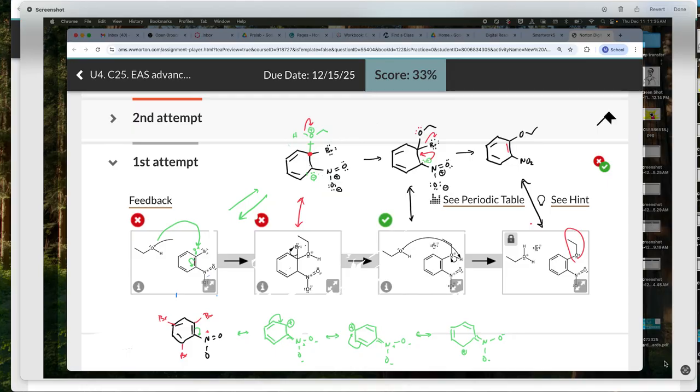So if we were to look at this starting structure, how do we know we should be looking at this and be thinking NAS versus EAS? Since we have two electron withdrawing groups, it's likely to. Consider the magnitude of the charge building within the ring.